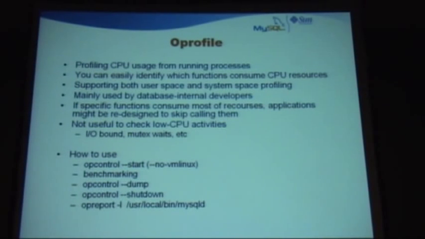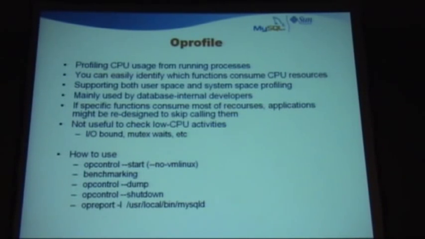OProfile is a profiling tool to profile CPU usage from running processes. You can easily identify which functions consume CPU resources, supporting both user space and system space profiling. This is mainly used by database internal developers, but if specific functions consume most of the resources, applications might be designed to skip calling them. This is actually not useful to check non-CPU activities like IO bound, row locks, or mutex states.